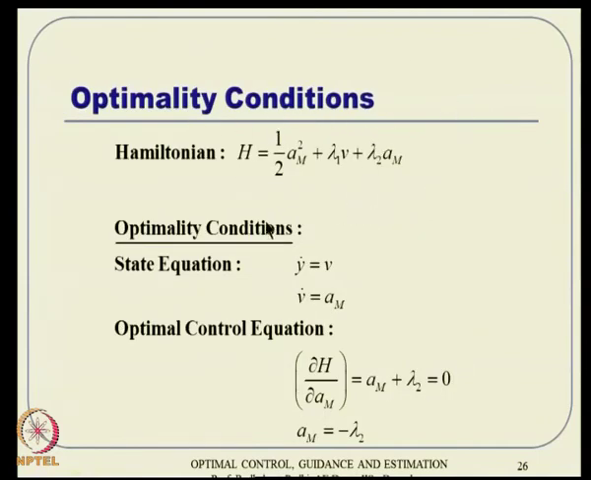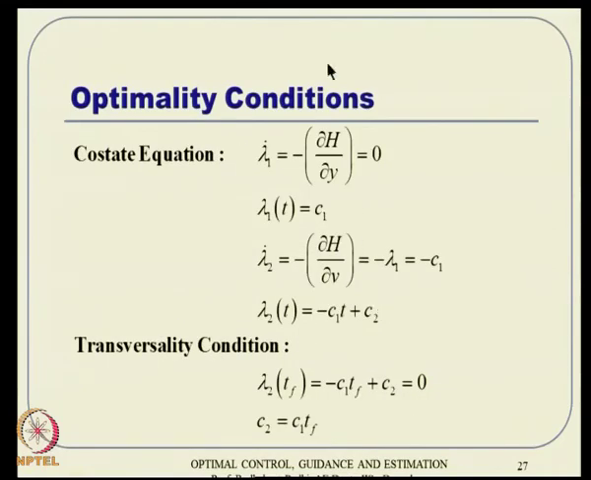Now, optimality conditions tell us that there are three things: state equation, optimal control and co-state. This is the state equation, and then optimal control tells us that del H by del AM has to be equal to 0. That means lambda 2 has to be minus AM, AM has to be minus lambda 2. So, once you get lambda 2, we are done, but how do you get that lambda 2? For that we have to see the co-state equation also.